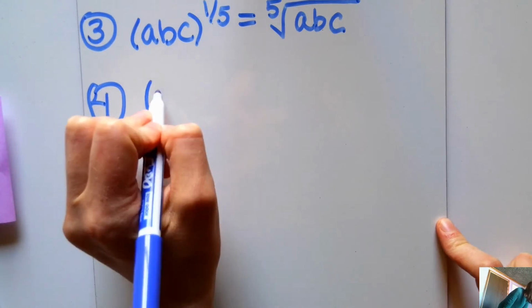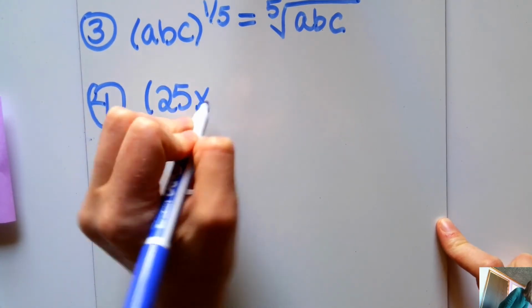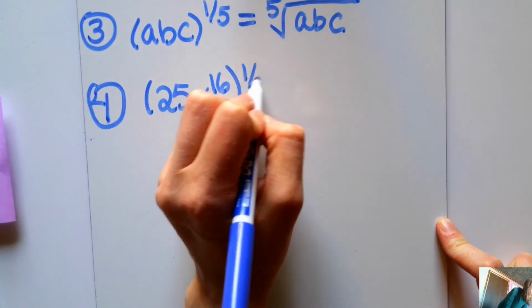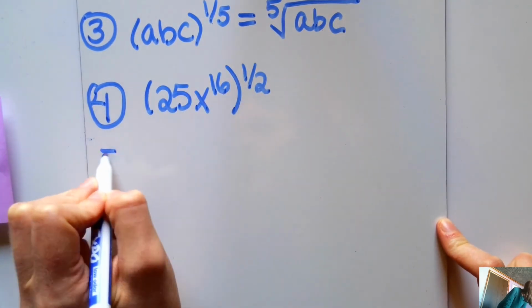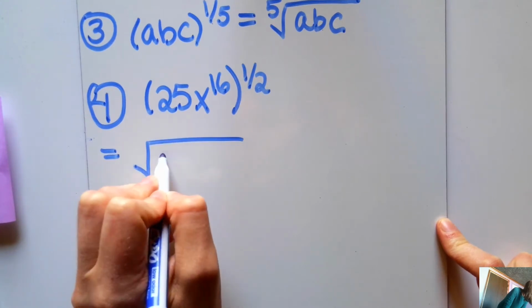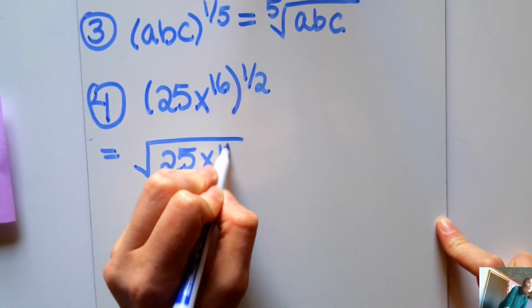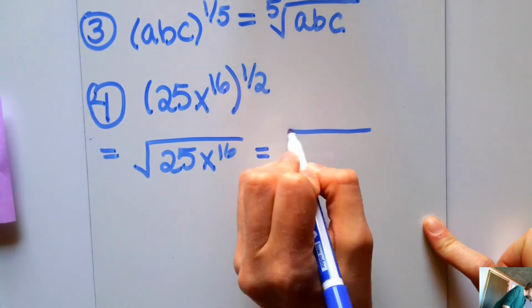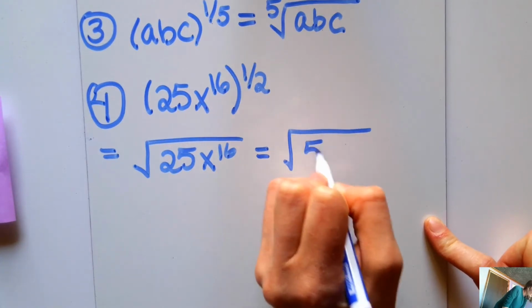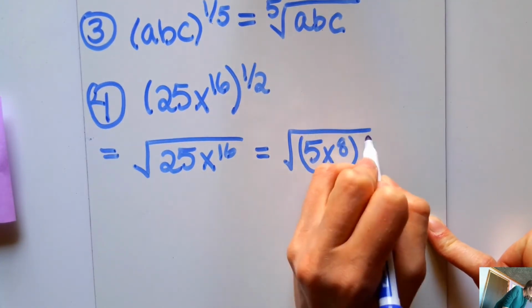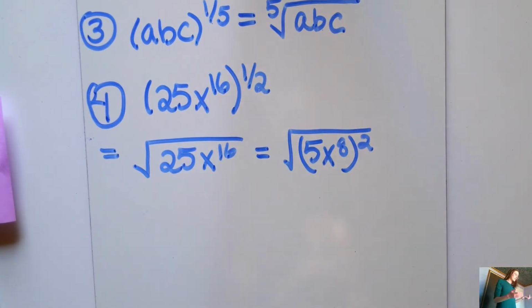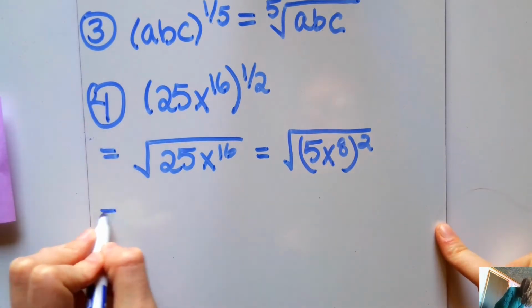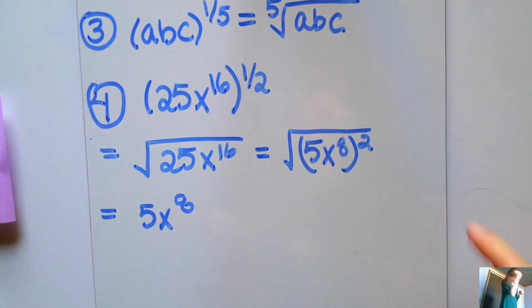Let's say we have 25x to the 16th, all raised to the 1/2. Then that's equal to the principal square root of 25x to the 16th, which is equal to the principal square root of (5x to the 8) squared, since 5 squared is 25 and x to the 8 squared is x to the 16. So that becomes 5x to the 8th. Great. Moving on.